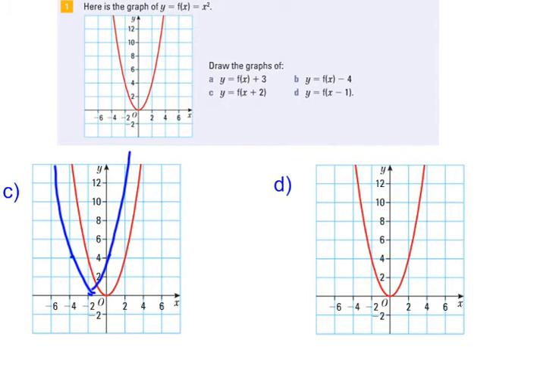And here, part D, y equals f(x minus 1) is going to be shifted by 1 to the right. I'm going to add 1 to all of my x values. And that graph is going to look like this.